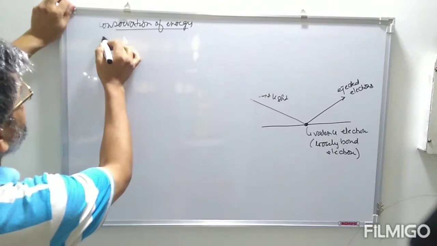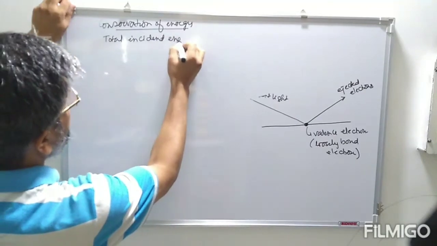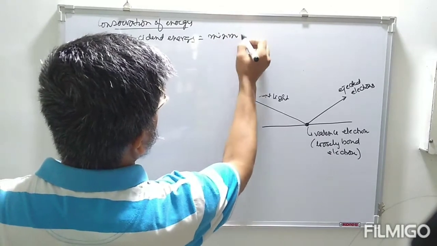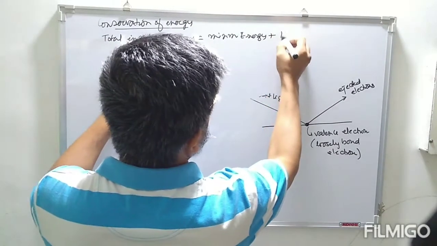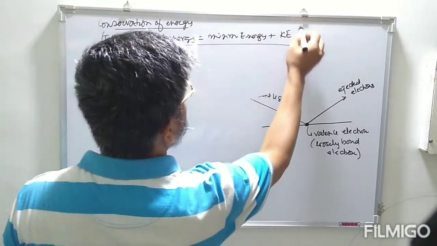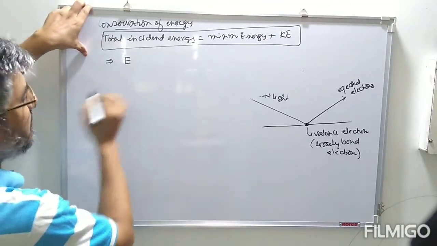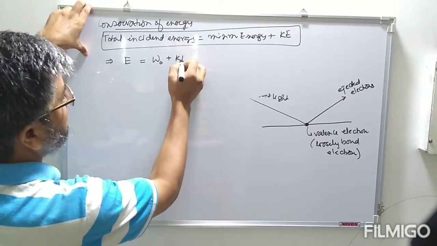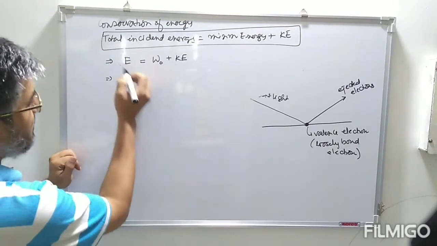so total incident energy is equal to minimum energy plus excess energy in the form of kinetic energy of electron. So this is the equation. So total energy, that is E total, is equal to minimum energy, that is work function, plus kinetic energy.